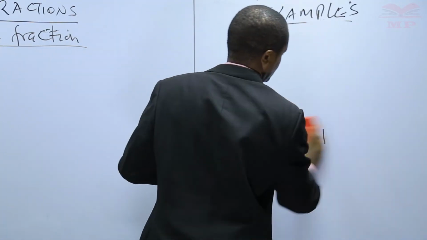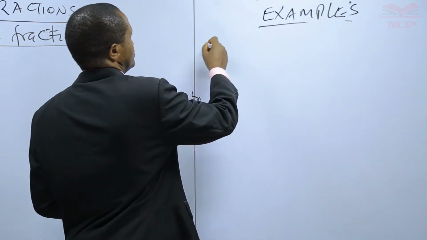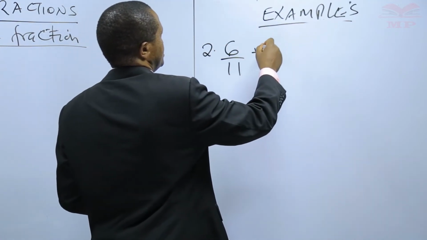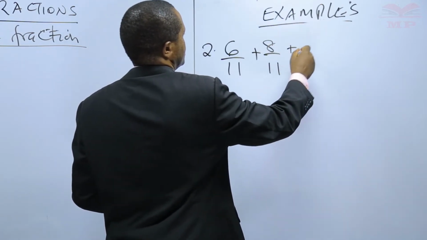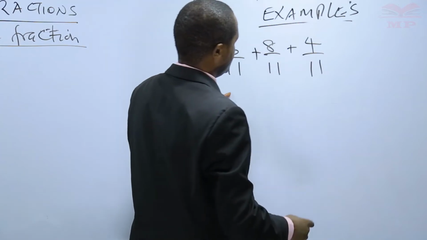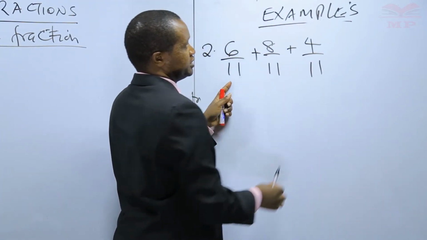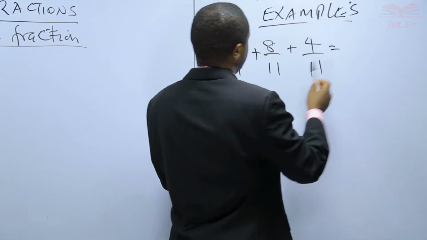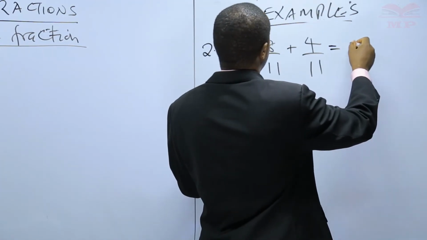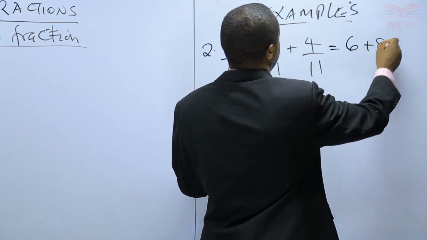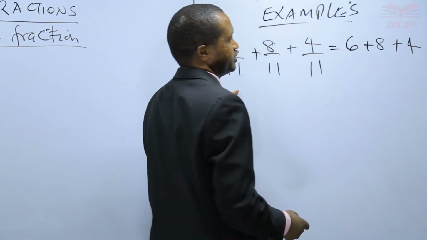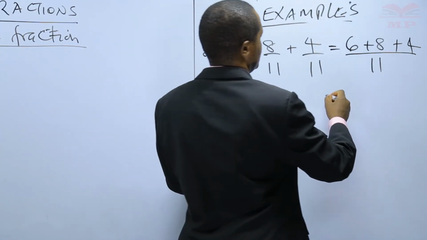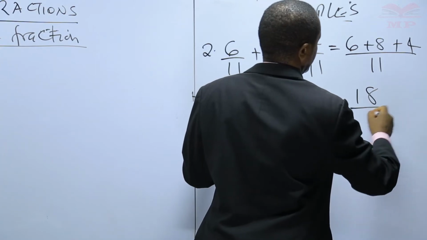Example number 2. 6 over 11 plus 8 over 11 plus 4 over 11. Again, you see the denominators are the same. In that case, we will add the numerators and maintain the denominator. So we'll have 6 plus 8 plus 4, which is equal to 18 over 11.